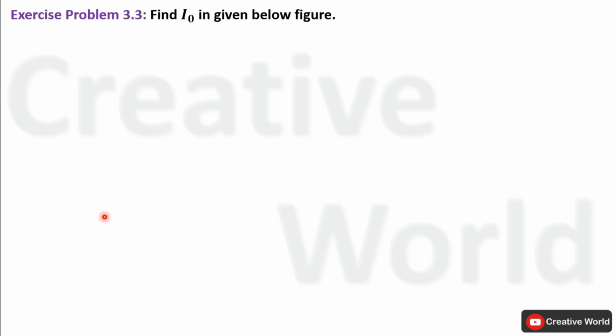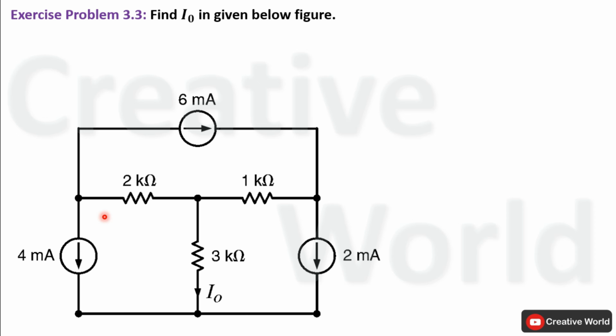Exercise problem number 3.3. Find the value of current I0 in the given figure. This is the circuit diagram of the given problem. Inside this network, we have to find the value of current through this branch labeled as I0 with this specific direction. So without wasting time, let's proceed towards the solution of the network.